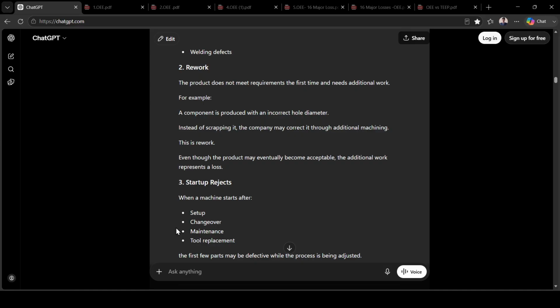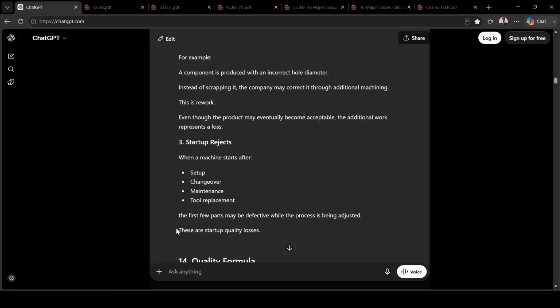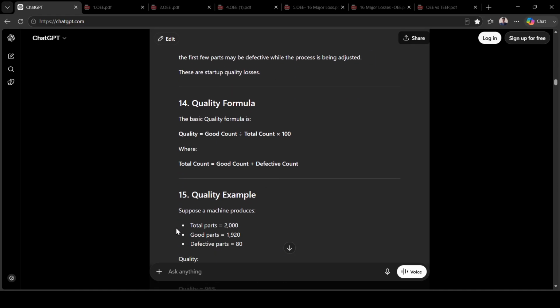Another quality loss is startup rejects. When a machine starts after setup, changeover, maintenance, or tool replacement, the first few parts may be defective while the process is being adjusted. These are startup quality losses.